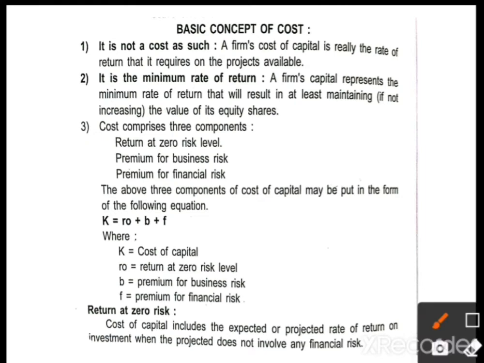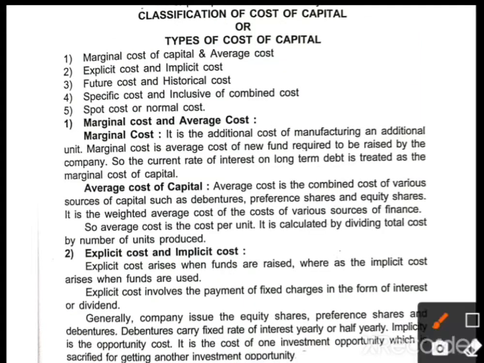We'll move to the next. That is a basic concept. You just have to read it out and you will understand. And next is very important, the classifications of cost of capital, nothing but types of cost of capital. This is very important for 2 marks questions. So basically the cost of capital is divided into marginal cost and average cost, explicit and implicit cost, future cost and historical cost, specific cost and combined cost, and spot cost or normal cost. Let us start one by one.